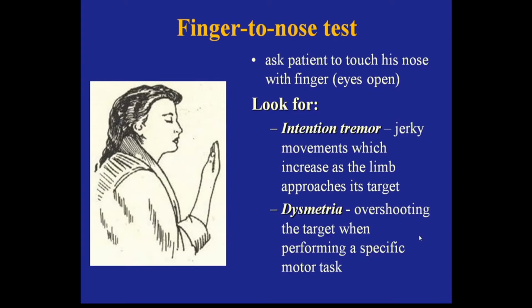Methods of checking of ataxia in extremities. Upper extremities. Finger to nose test, or sometimes finger nose test. Ask patient to touch his nose with finger. Eyes may be open, may be closed, doesn't matter. Look for two main pathological symptoms: intention tremor and dysmetria. Intention tremor, jerky movements which increase as the limb approaches its target, approaching nose. And dysmetria, overshooting the target when performing this specific motor task.